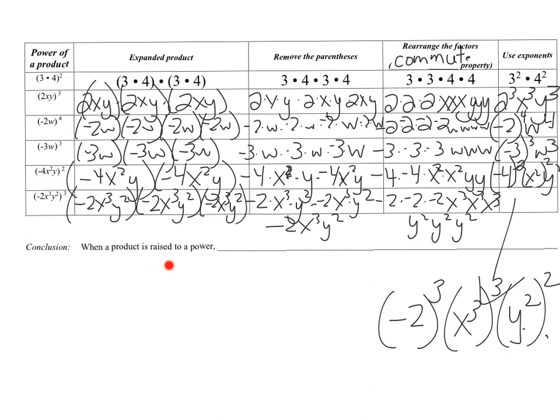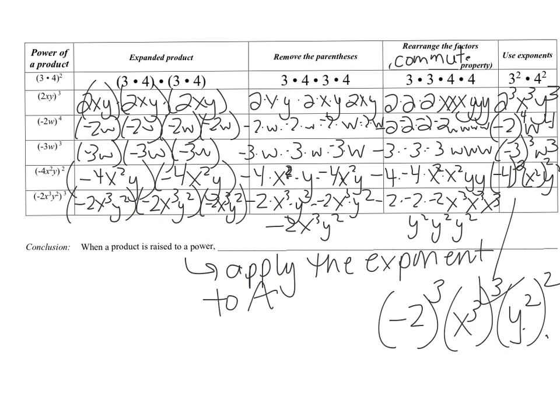So when a product is raised to a power, the rule is that you apply the outside exponent to all of the factors inside the parentheses. So that's what we're going to write. When a product is raised to a power, we apply the exponent to all factors. And that really should be written on the line. I just went a little crazy because I'm running out of room.